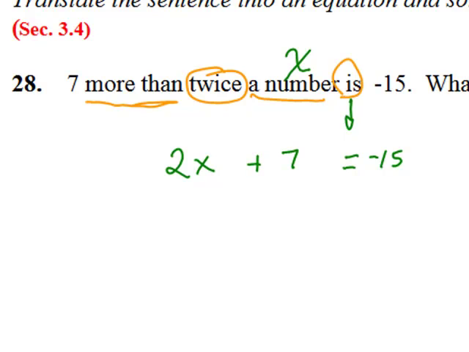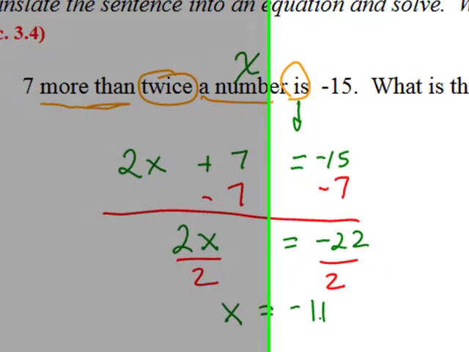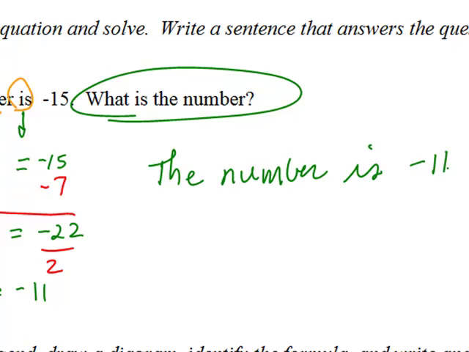To continue, we must solve for x, that means isolate the variable, add the opposite, add negative 7 to each side, so that we can clear the constant. 2x plus 0 equals negative 22. Divide each side by 2, and we get x equals negative 11. So that's the number. What is the number it says? We can write the number is negative 11.